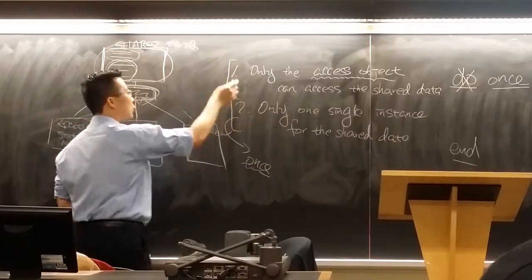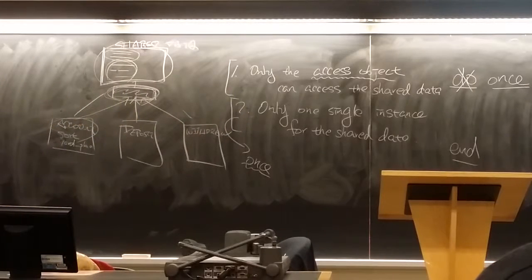Take a guess. How do we achieve the first point? How can we be sure that only this shared object here can access the shared data?